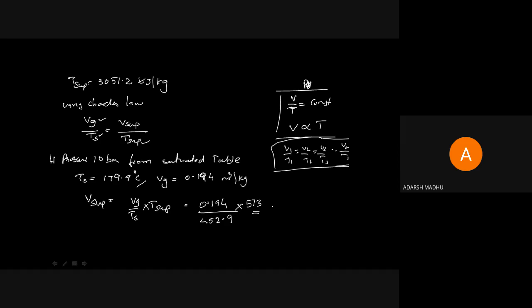If pressure is given, you can go to the pressure table. You can get the values Vg, Tg, Ug, Hfg, anything. If temperature is given, you can go to the temperature table. If you want to find the properties of superheated steam, you go to the superheated table. V superheat equal to 0.245 meter cube per kilogram. So here we got the value for V superheat.